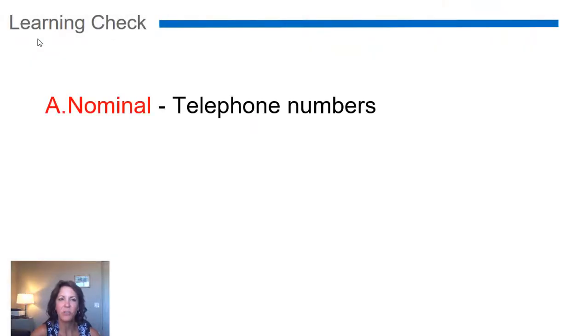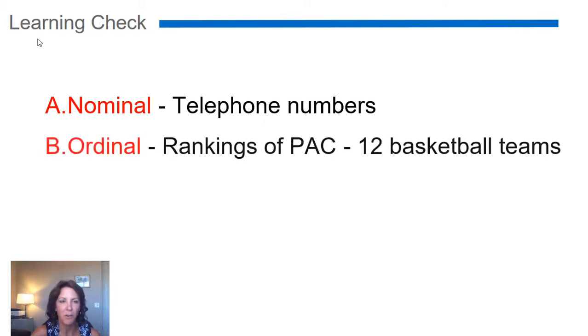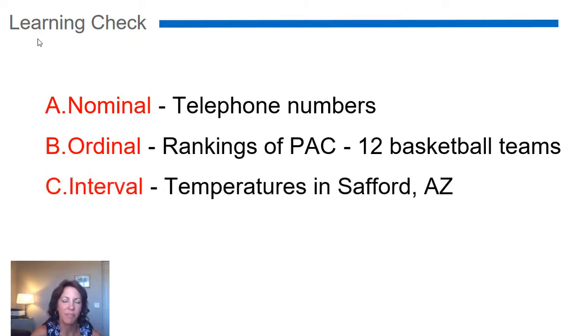Okay, here are the answers. Nominal are telephone numbers. There's numbers involved with them, but the numbers don't mean anything mathematically. They just categorize people into different categories, so to speak. Ordinal, the rankings of Pac-12 basketball teams. So we have a first place team, a second place team, etc., but the distance between them is not necessarily something that we can measure.